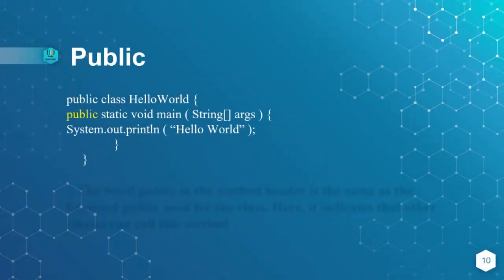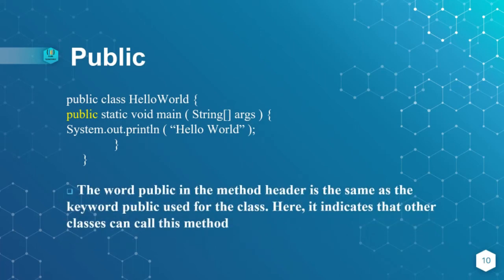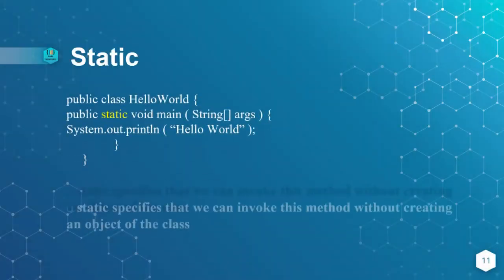Now, public. Let's begin with the method declaration. The word public in the method header is the same as the keyword public used for the class. Here, it indicates that other classes can call this method. That means if we want to write more than one method in a class, we can use the output of the existing method in another method very easily. Next, static.